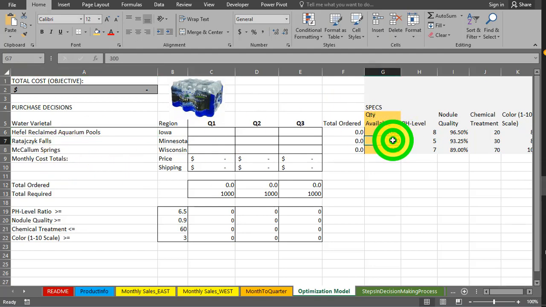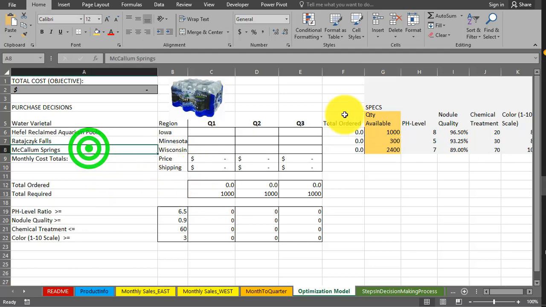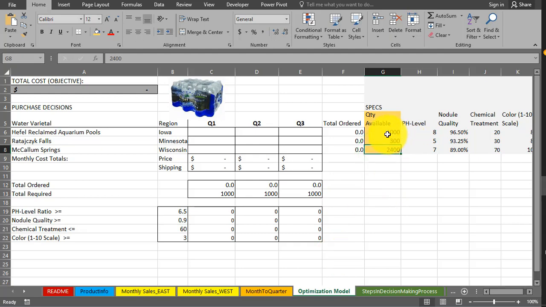Second one only has 300 available, so that'll barely cover our needs, right? For just a fraction of our time here. And then McCollum Springs with 2,400. If I were to just quickly add these up, just highlight them and go down here, you would see that there are 3,700 units. So that suggests to me, just using business logic, common sense, that I'm going to need to buy from all 3 suppliers.